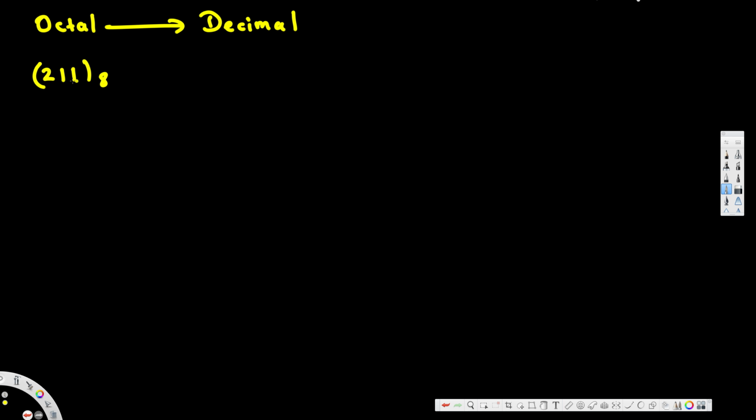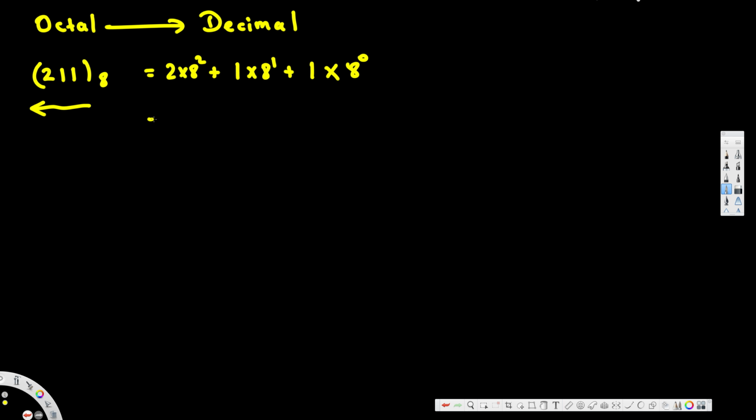To convert octal to decimal, we always go from right to left. The first number, we multiply with 8 power 0, the second number we multiply with 8 power 1, and the third number we multiply with 8 power 2. No matter how many numbers you have, the power will increase each time. Since we have three numbers, we have powers 0, 1, 2.